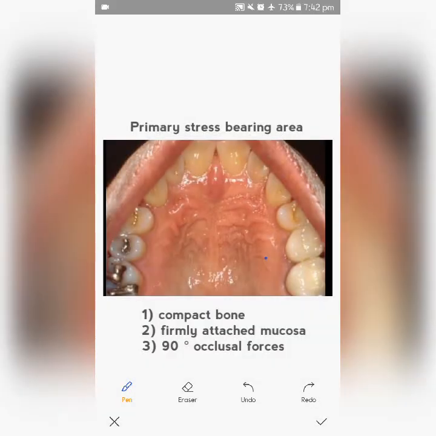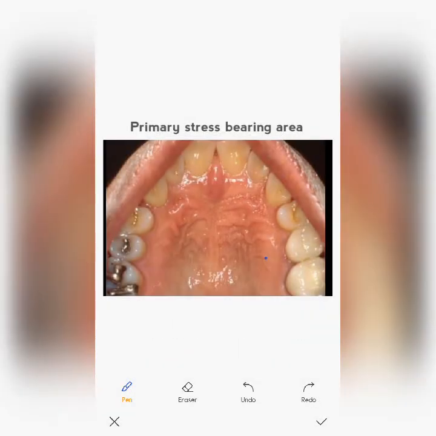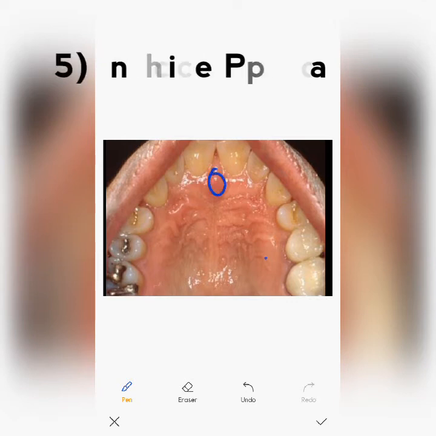So the fifth is our incisive papilla. What is the incisive papilla? It is basically a small tissue projection over the incisive foramen, right about here, behind our central incisors in the dentulous mouth. This papilla, this soft tissue, covers the incisive foramen, which is a hole basically through which our nasopalatine nerves and vessels pass. So obviously this is a really delicate area and it needs to be given relief. So it's a relief area.